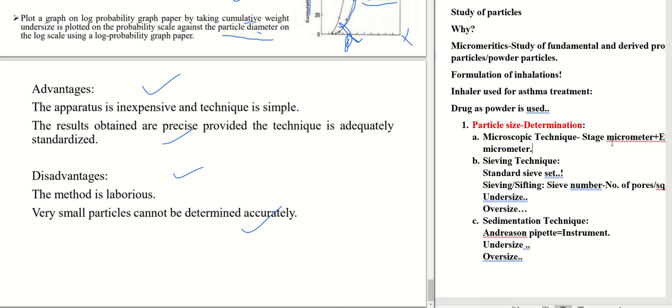In the next lecture, we will be discussing various other fundamental properties and their determination methods.